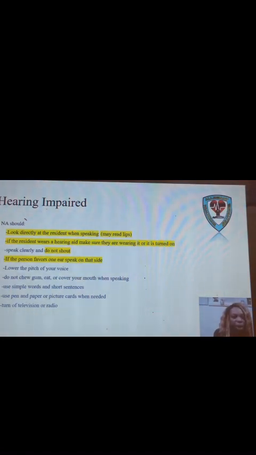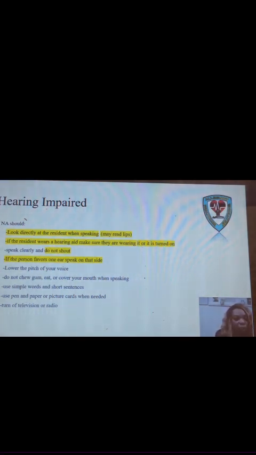For the hearing impaired resident, you want to look directly at the resident when speaking with them because they may read lips. If the resident wears a hearing aid, make sure that they're wearing it and that the hearing aid is turned on. You want to speak clearly, and you do not want to shout to the hearing impaired resident. It's okay to lean over and speak into their ear. If the person favors one ear over the other, then you will speak on that side.